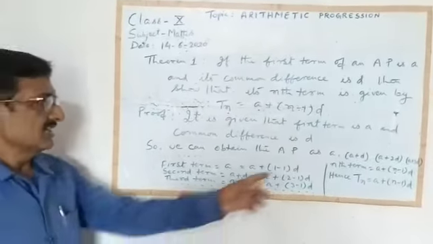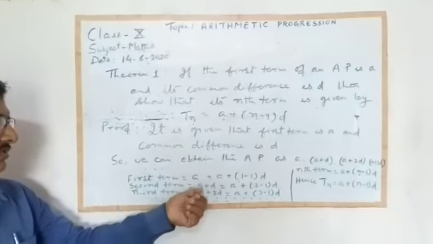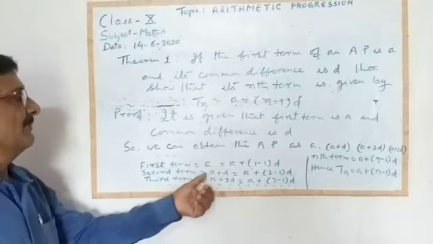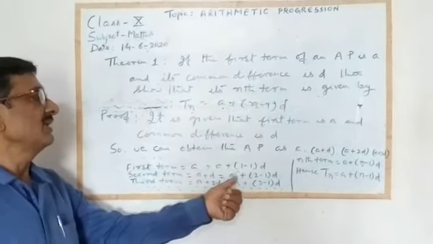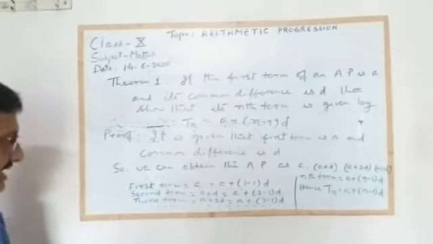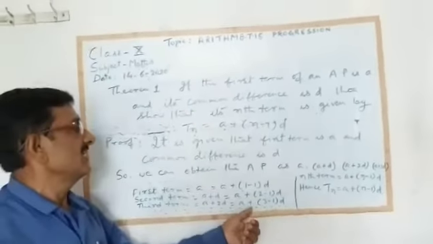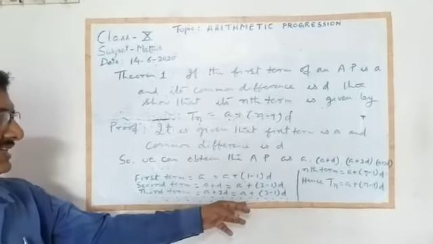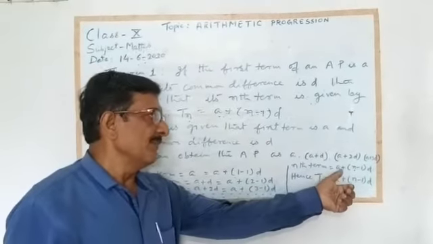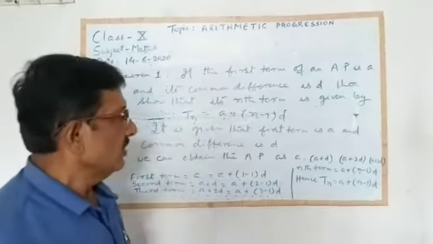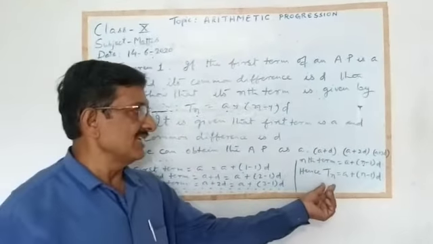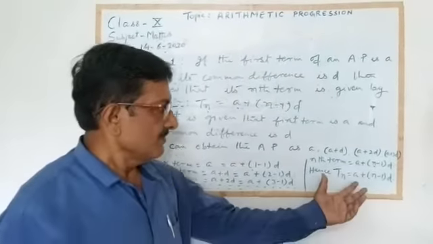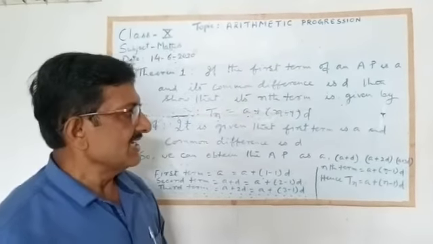Here the first term A can be written as A equal to A plus 1 minus 1 into D. The second term, A plus D, can be written as A plus 2 minus 1 into D. Likewise, the third term can be written as A plus 3 minus 1 into D. By observing this pattern, we can write that the nth term equals A plus n minus 1 into D. So the nth term, Tn, of the given AP is A plus n minus 1 into D. By using this formula, we can find any term of the given AP.